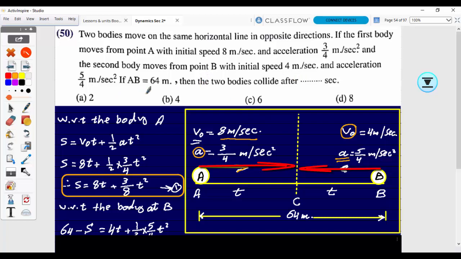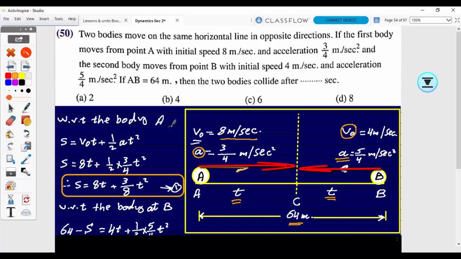Okay, if AB, the length from A to B, equals 64 meters, then the two bodies collide after how many seconds? Let the two bodies collide after the time t. They will collide after the same time, denoted by the symbol t. So, of course, they will cover different distances, but they will take the same time to collide.